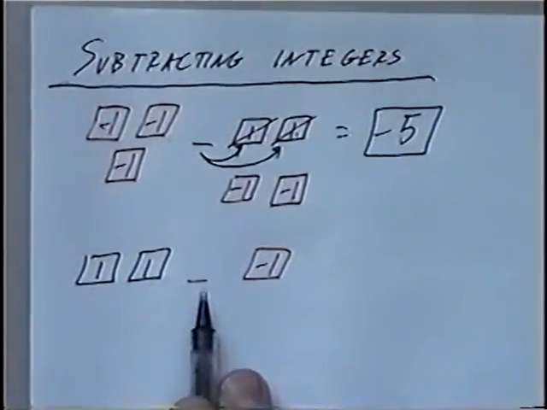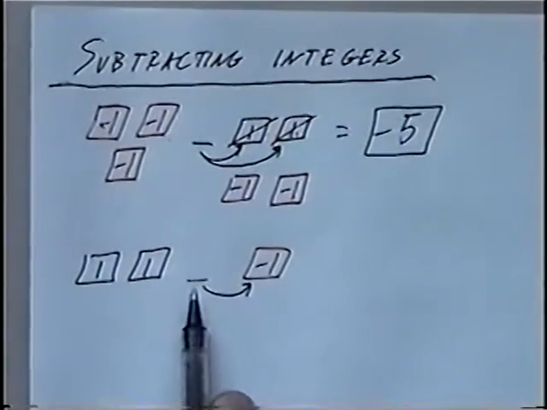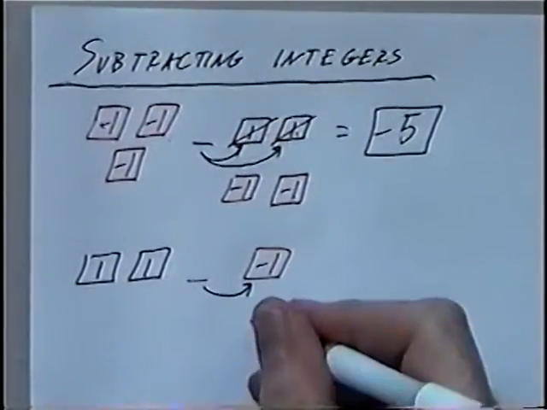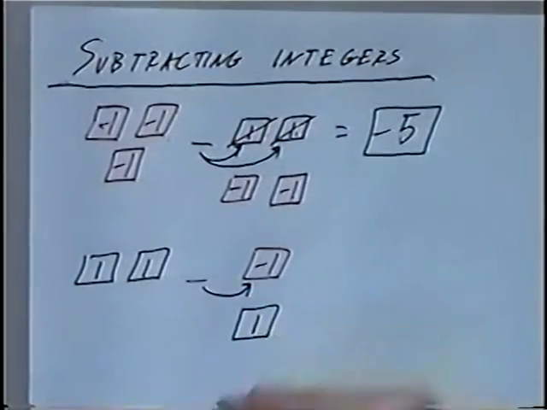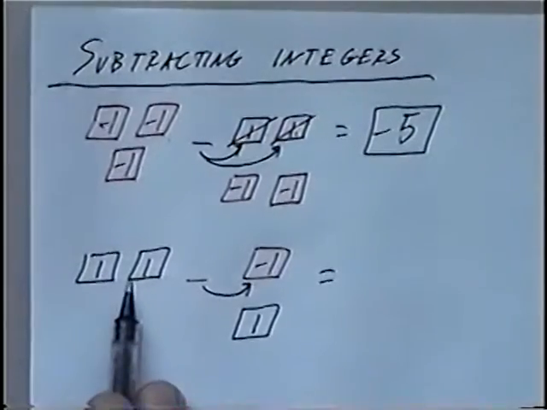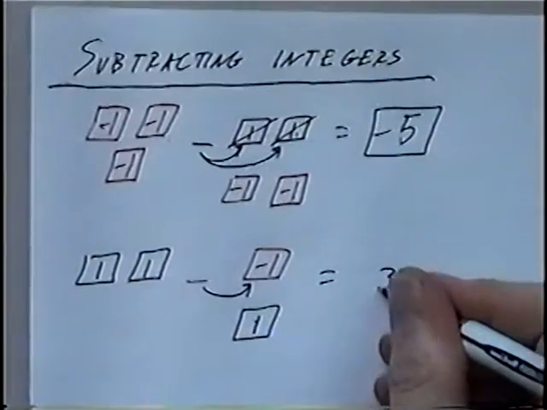Again, when we're subtracting, this minus sign goes to the tile. When you subtract a negative number, the minus will change to a positive, so we'll be left with a +1 tile. And this will equal, we have 2 and 1 extra 1 tile, which would be +3.